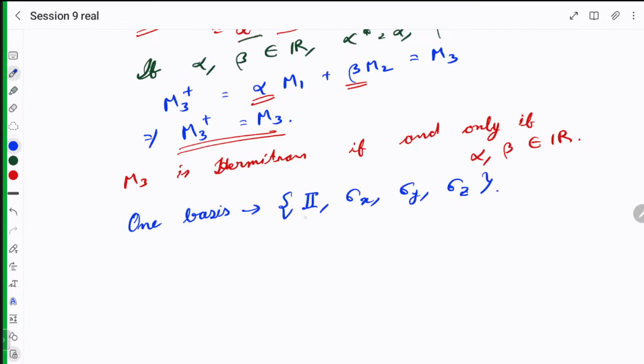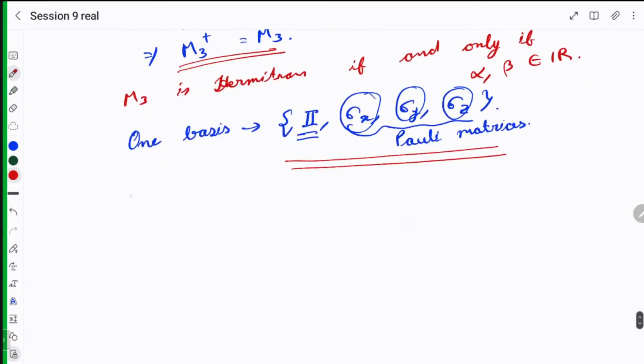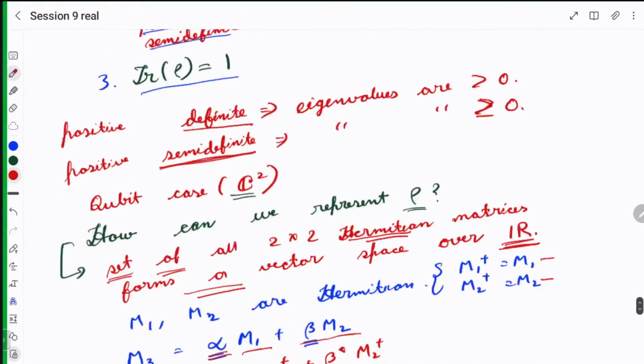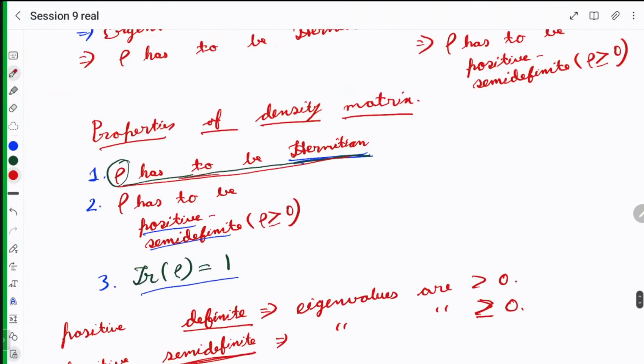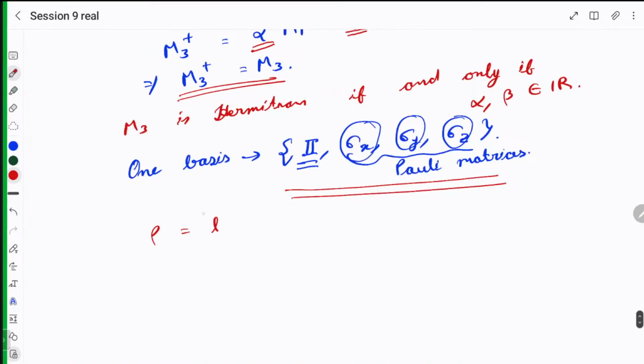So basically, identity and the Pauli matrices form a basis of this space of Hermitian matrices, because they themselves are Hermitian. And if you multiply them by some real number, they will again be Hermitian. So any Hermitian matrix we can write as a linear combination of these four matrices. And we know that our density matrix, because the probabilities have to be real, rho has to be Hermitian. So rho is a Hermitian matrix, and we can write it as some linear combination.